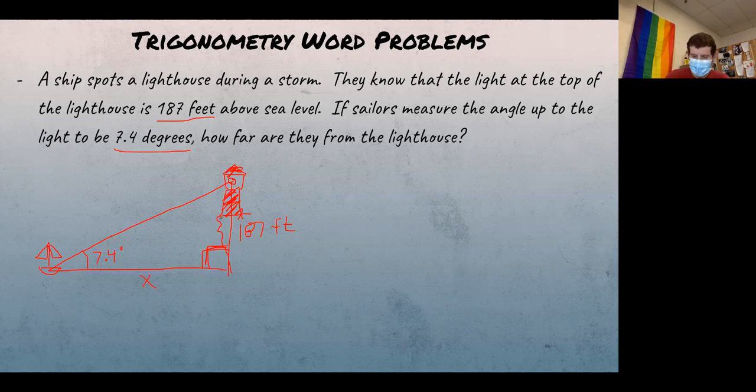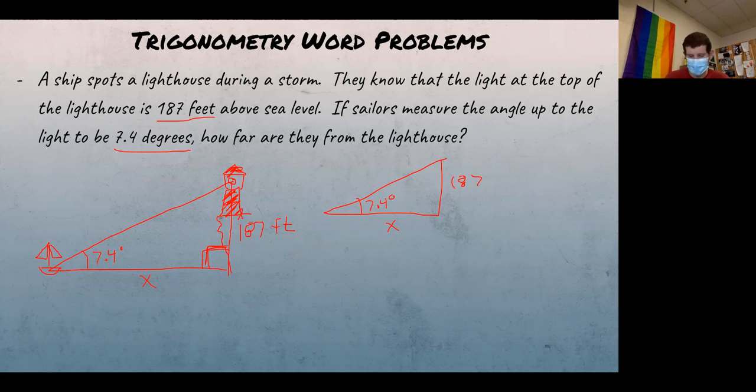So at this point, I just want to draw this triangle again. This is the 7.4. This is the 187. And this is x. So this is exactly the kind of problem that you guys were practicing with yesterday. If you were able to get your practice done and you felt like you understood it, then from here forward this shouldn't be any problem.